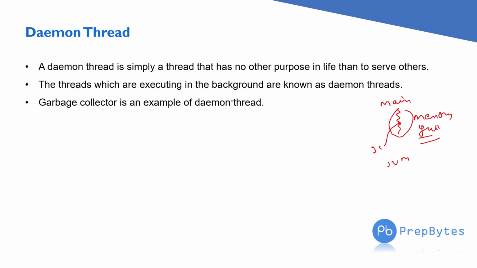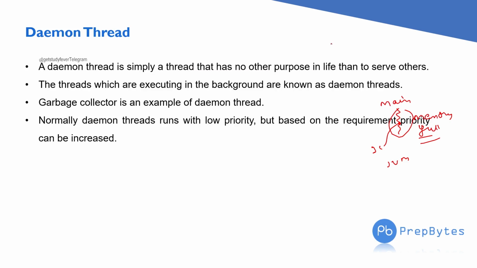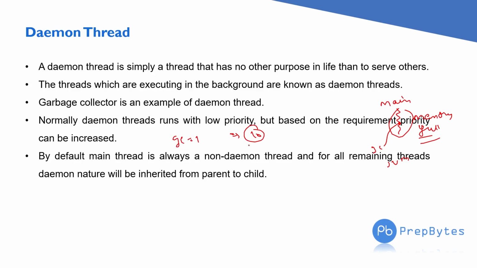The threads which are executing in the background, that have no other purpose but to serve others, are daemon threads. Normally, daemon threads run with a low priority, but based on requirement, priority can be increased. Normally the garbage collector priority is 1, but in this case, the JVM will increase the priority to 10, the maximum priority.